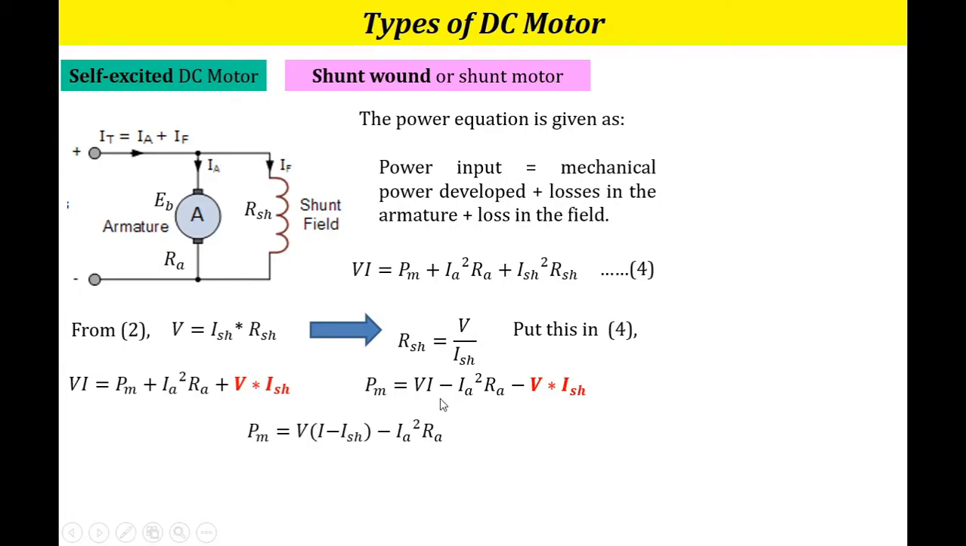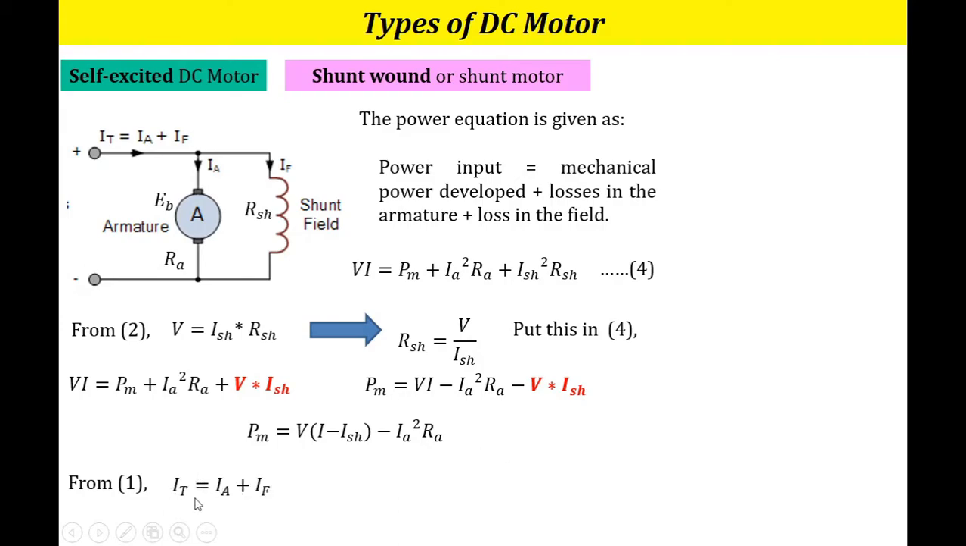Now here if you observe, from this term V into I and from this term V into ISH, I can take V as common. So PM equal to V into bracket I minus ISH, minus IA square into RA. This is the equation. But what is equation number 1?